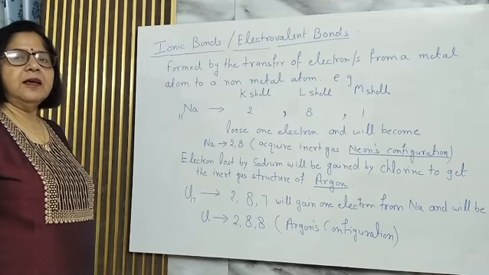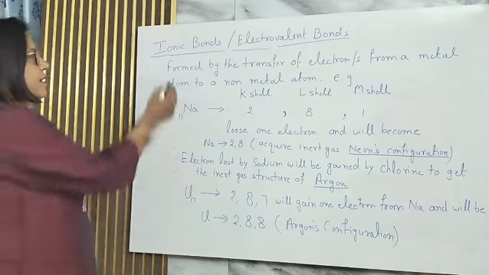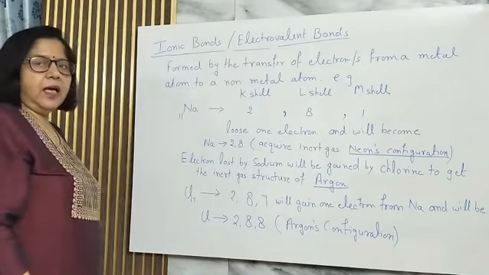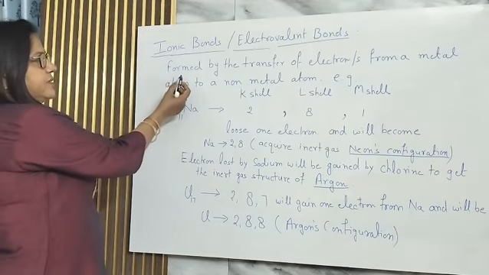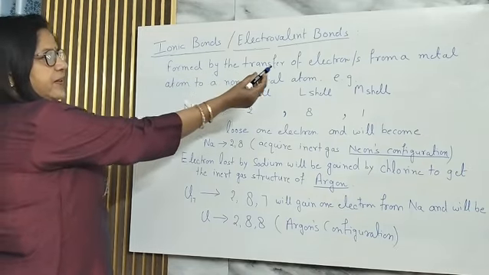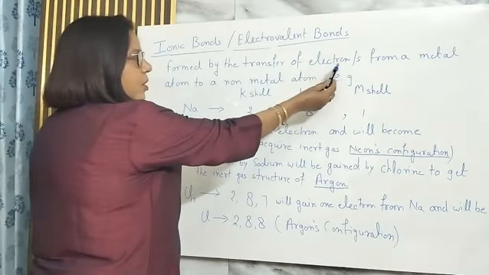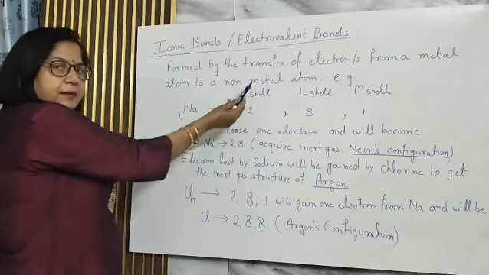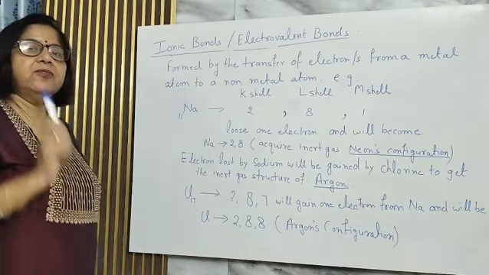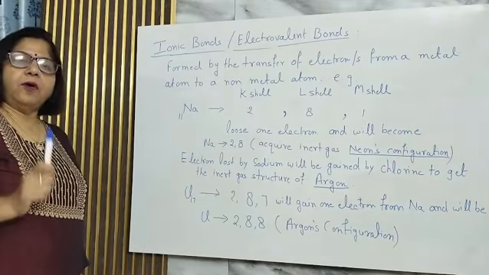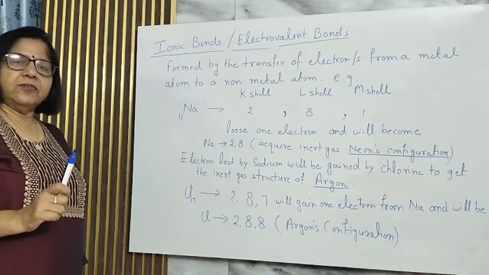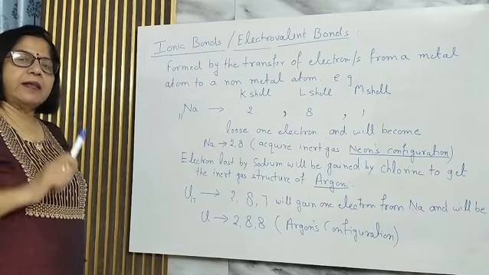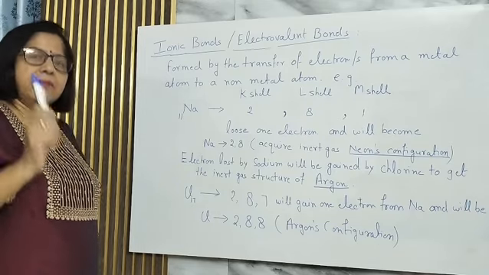The first type of bonding is the ionic bond or electrovalent bond. An ionic bond is a bond which is formed by the transfer of electron or electrons from a metal to a non-metal. This is the condition for the ionic bond. It is formed by the transfer of electron, very specifically from a metal to a non-metal.